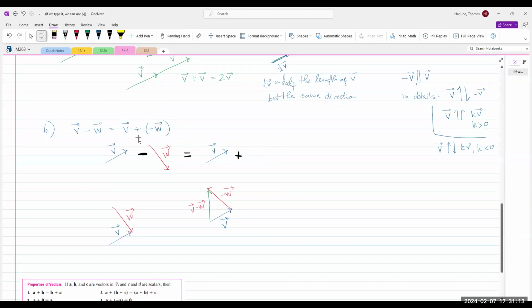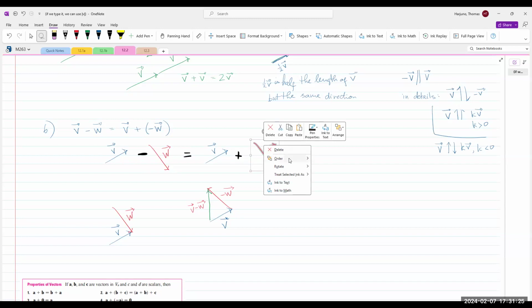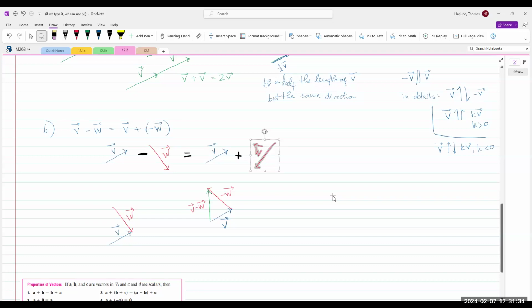Let me copy this again. Copy, paste, but then I want to reflect. Is there any way for me to reflect? Rotate. Yeah, flip, horizontal or vertical, it's okay. And then flip again. This must be correct. That's the one I'm supposed to use here. Let me erase this.